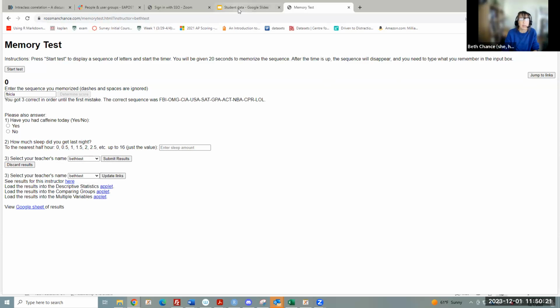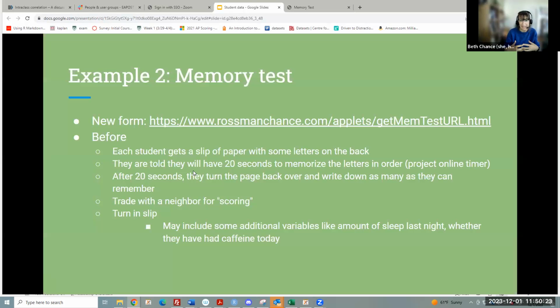But this isn't the important part. The important part is getting the data from them and having them be that participant in the experiment. And they don't even know it's an experiment at first. So usually what I would do is everybody gets a slip of paper. They're told there are going to be letters on the back. They turn it over, they memorize, and then maybe turn to a neighbor for scoring. Again, that's the idea of trying to have that blindness and real scoring, rather than being able to make up their own scores.